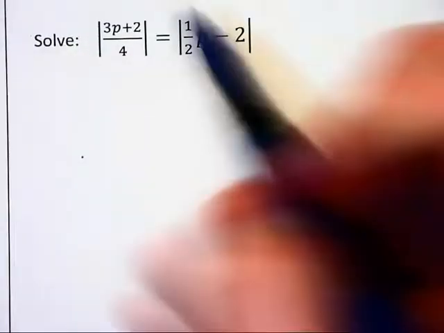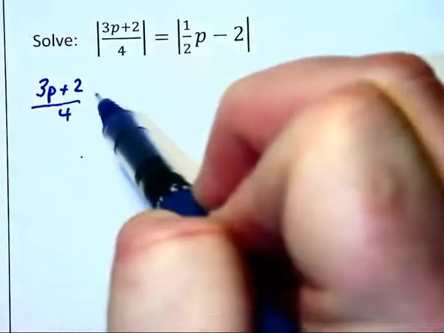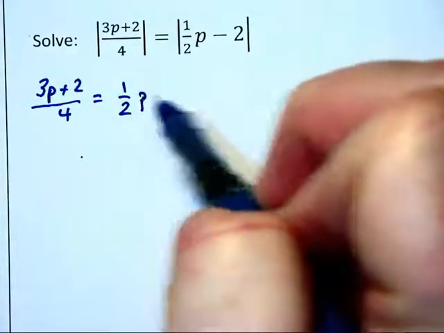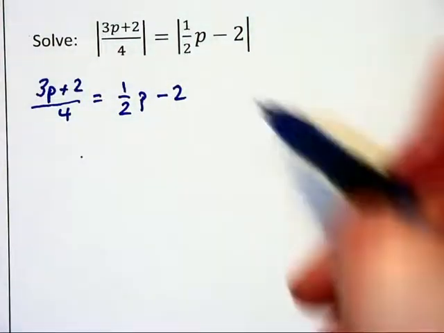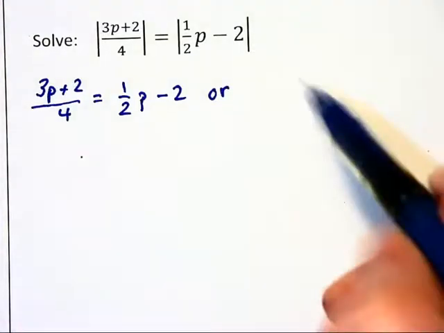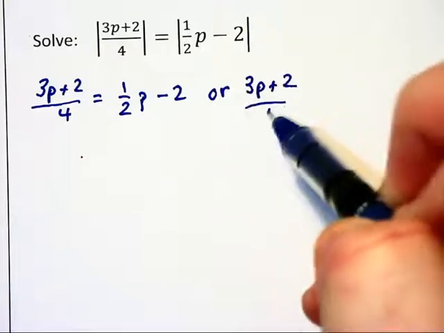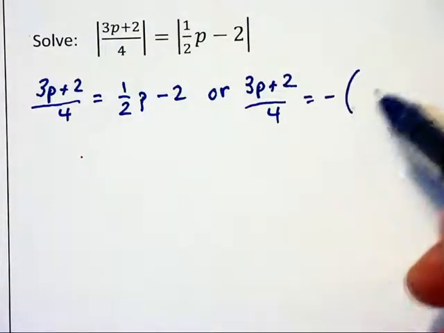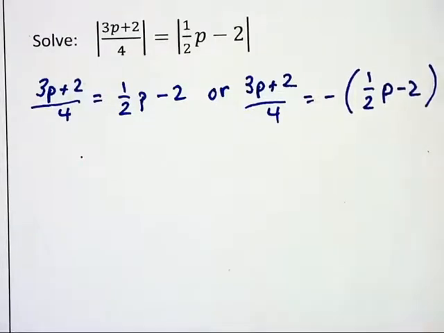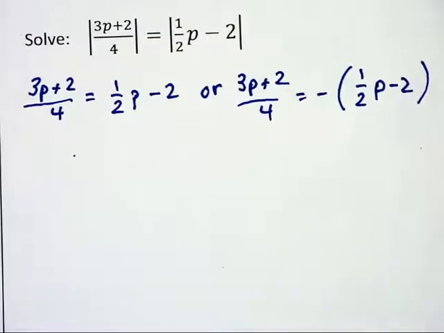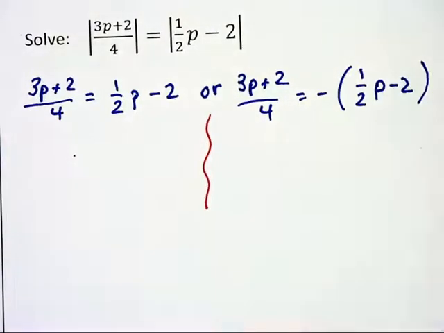Let's try this again. The absolute value of (3p plus 2) over 4 equals the absolute value of 1/2 p minus 2. That's if the sign inside both absolute values is the same, or they're opposites of each other, in which case I would write (3p plus 2) over 4 equals the opposite of this right-hand side, 1/2 p minus 2, being very careful to use the parentheses on the right.